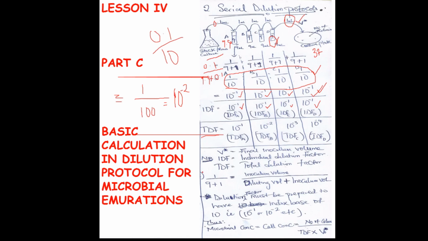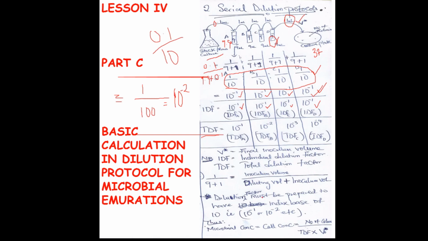So let's basically define the equations. The equation is volume asterisk, that is final inoculum volume, which we have discussed here. Take note of this, it's very important in the equation. You have IDF, individual dilution factor, we have explained it. You have the other one, total dilution factor, we have explained it, and it is always calculated. IDF is also calculated by saying inoculum volume over diluting volume plus inoculum volume, which I already discussed.